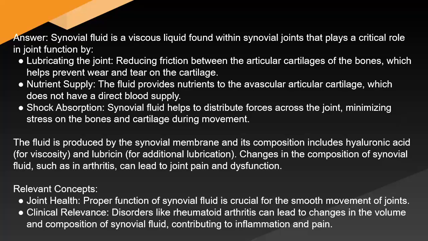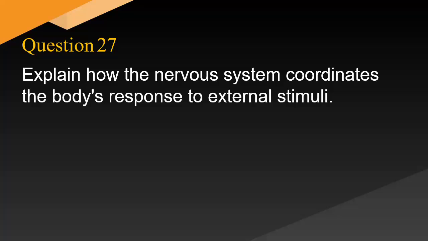The fluid is produced by the synovial membrane, and its composition includes hyaluronic acid for viscosity and lubricin for additional lubrication. Changes in the composition of synovial fluid, such as in arthritis, can lead to joint pain and dysfunction. Relevant concepts: joint health. Proper function of synovial fluid is crucial for the smooth movement of joints. Clinical relevance: disorders like rheumatoid arthritis can lead to changes in the volume and composition of synovial fluid, contributing to inflammation and pain.